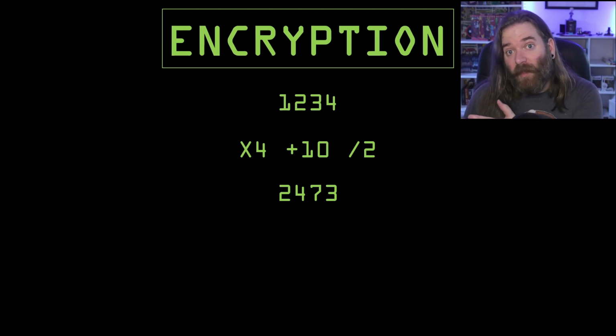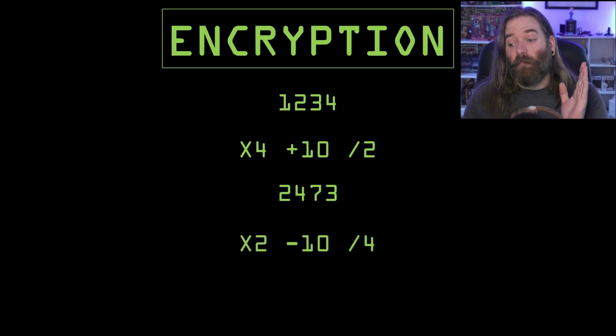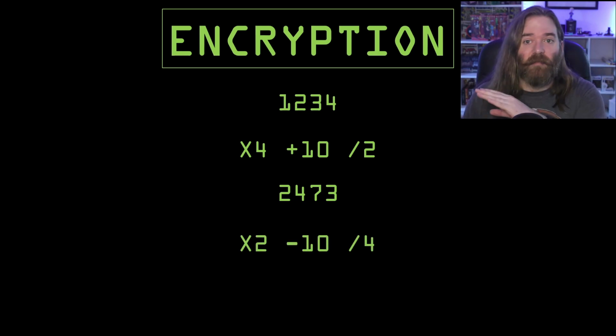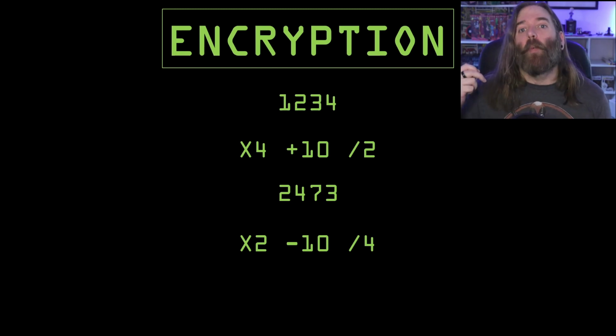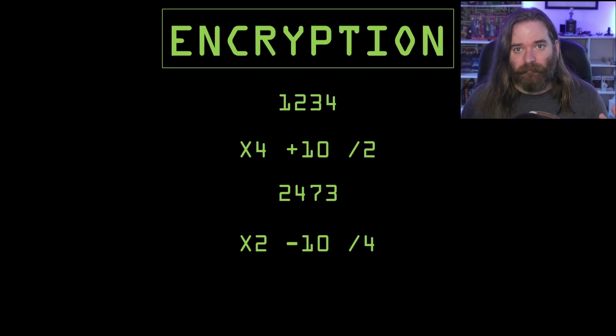But if you know what that encryption algorithm is, you can simply undo it. So we would just do multiply by 2 minus 10 divided by 4. And that's it done. Now, some algorithms can be very, very complex and will be incredibly time-consuming to try and undo, but once it has been undone, then that algorithm is now dead in the water.